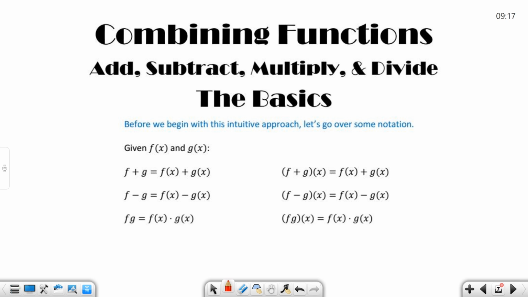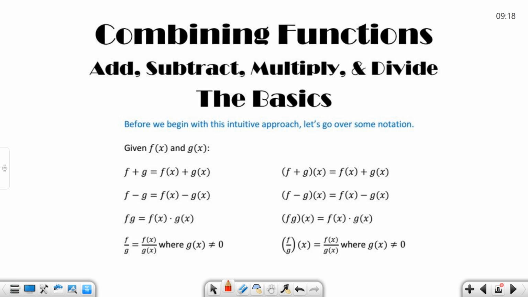And then fg, if you don't put anything between it, remember in algebra, that means multiply. So fg of x is f of x times g of x. The other way that I've written this is to put parentheses around these, to say multiply them that way. And then f over g, or f over g of x, means f of x over g of x, where g of x is not equal to 0.